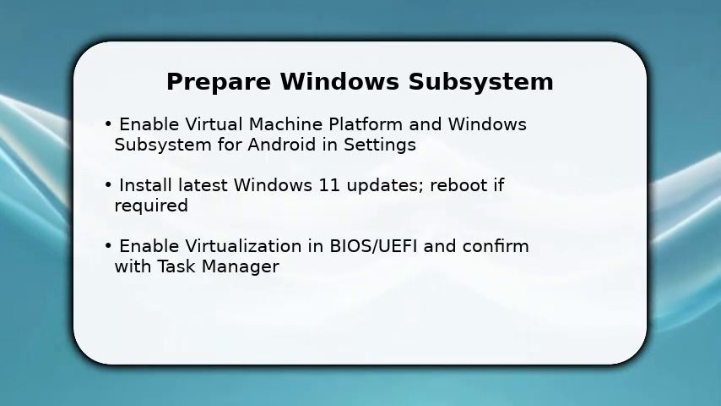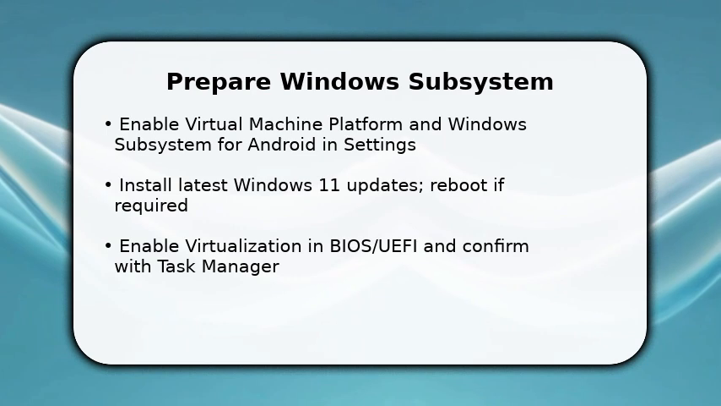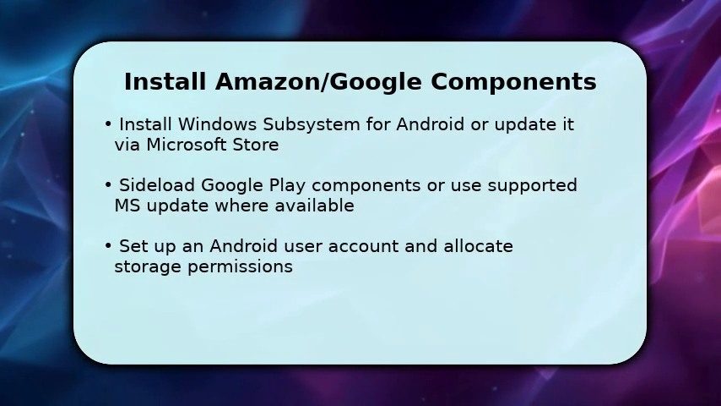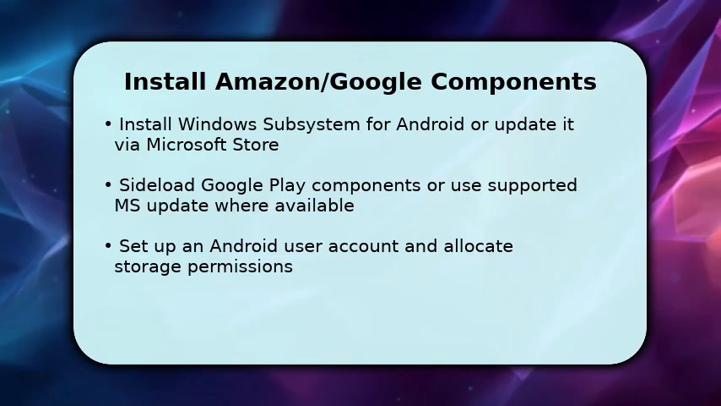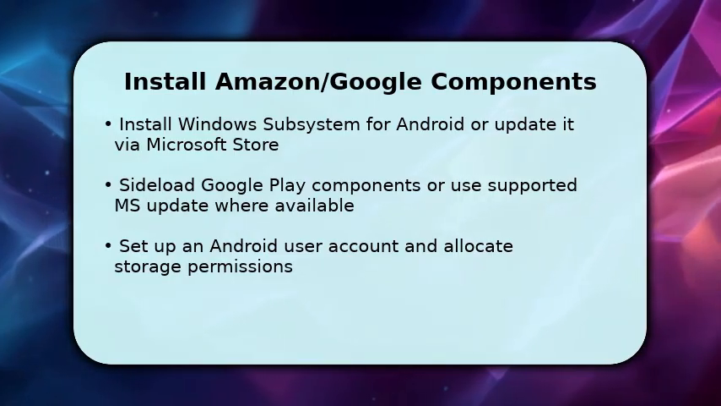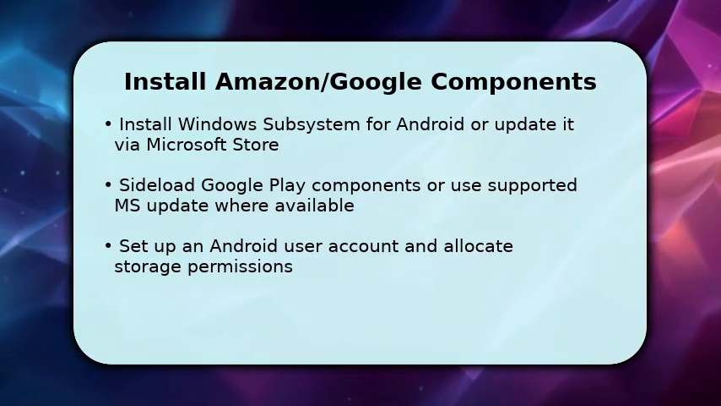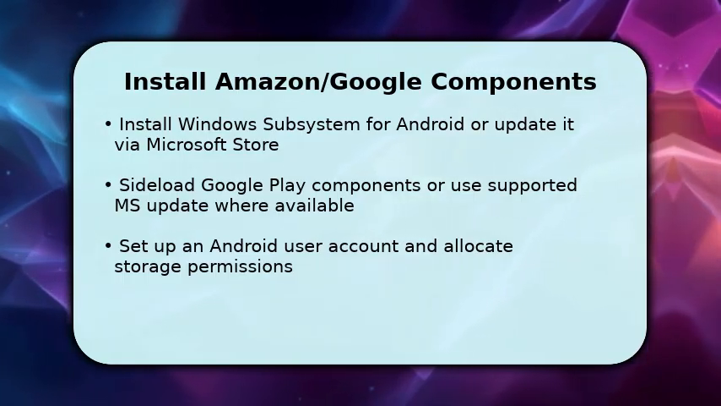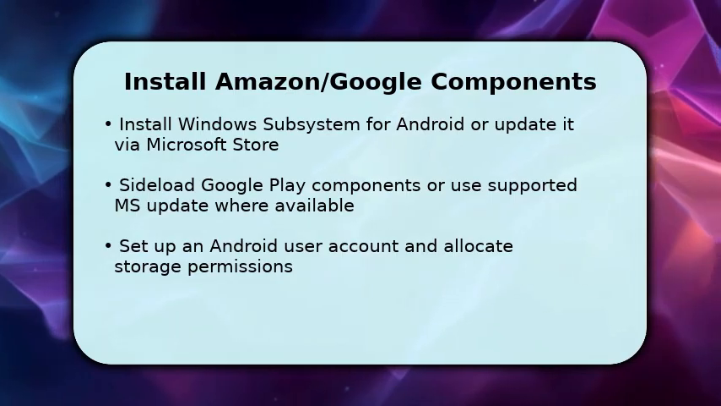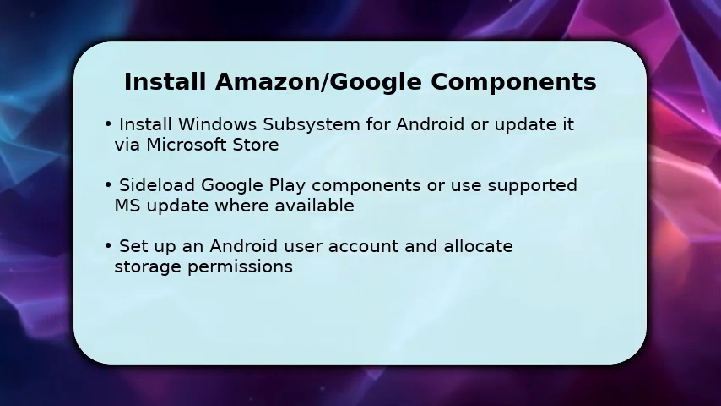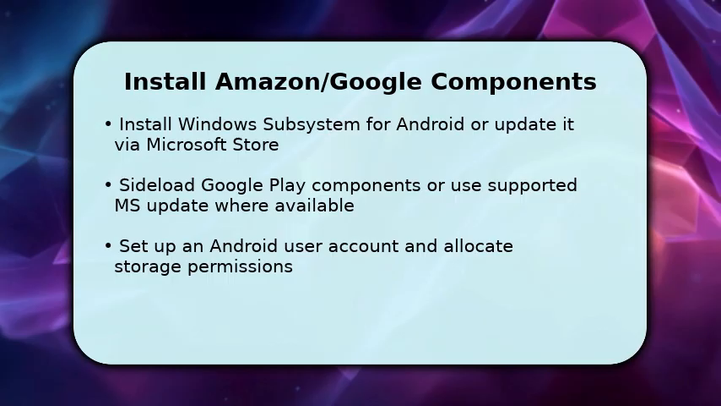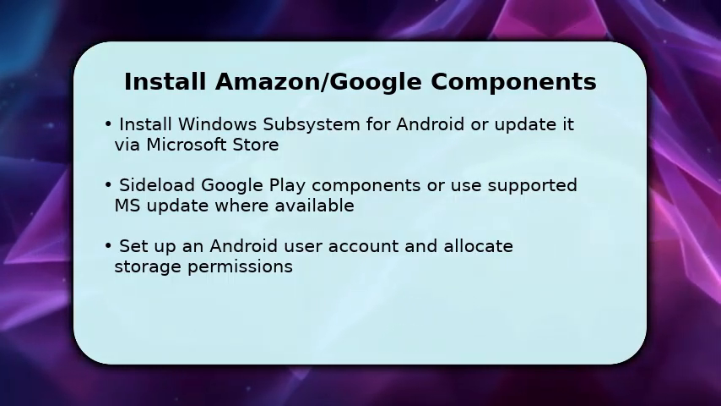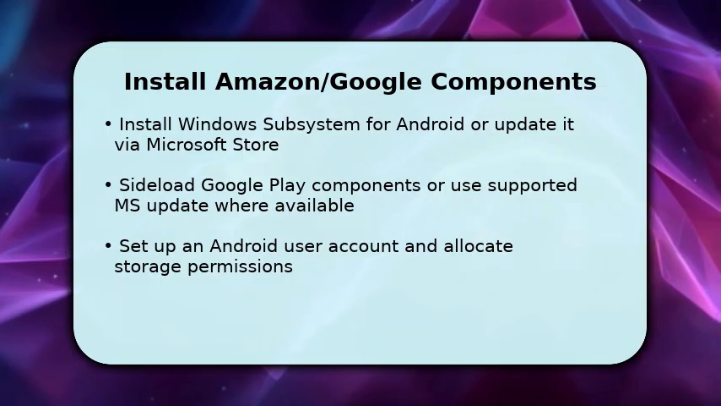Verify in Task Manager's Performance tab, so you know the environment can run ARM apps. Now you'll install the subsystem and add Play Store support. If Windows Subsystem for Android is not yet present, get it from the Microsoft Store and update to the latest release. This gives you the settings panel. Once installed, sideload Google Play components or apply the Microsoft-provided Play integration update depending on your build, because Play requires those services to manage apps.